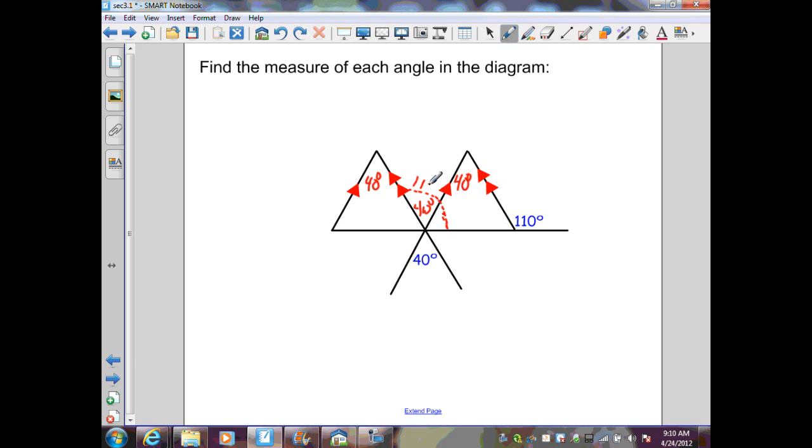The whole angle is 110 degrees. But part of this angle is 40. Therefore, this angle has to be 70 degrees. 40 plus 70 is 110.